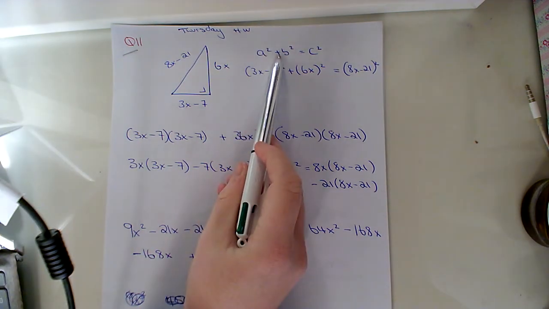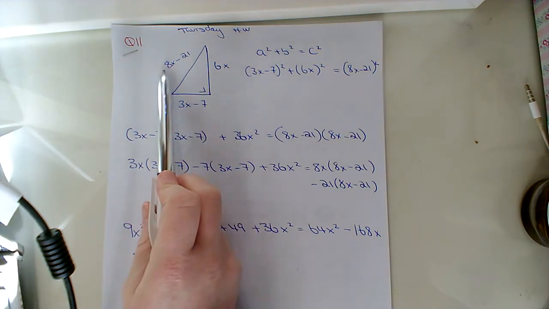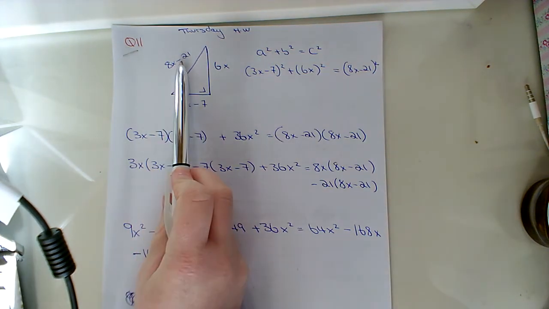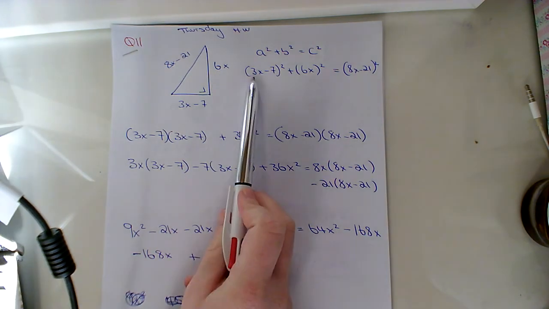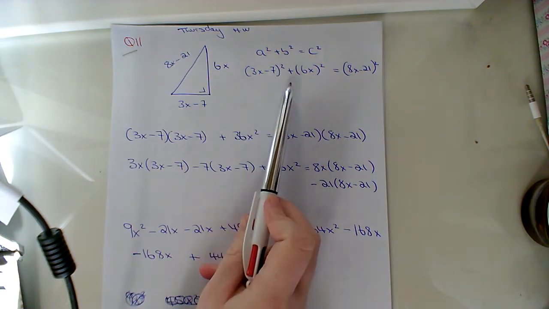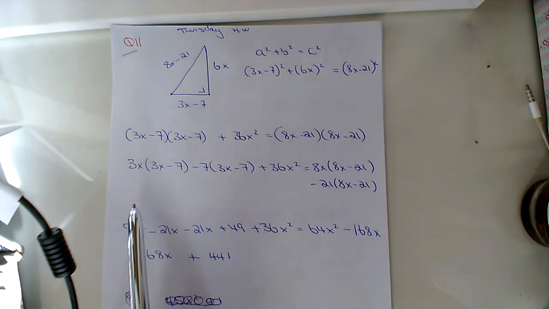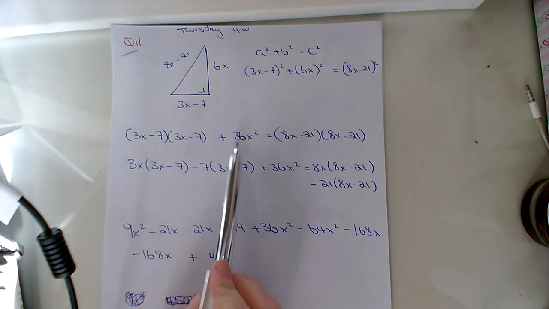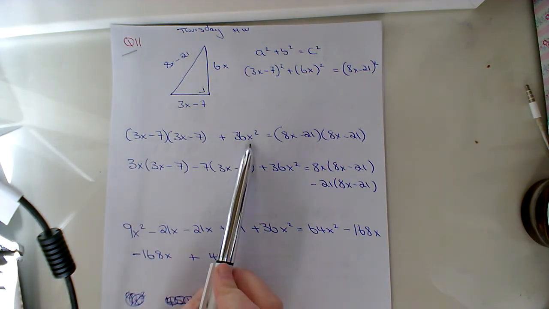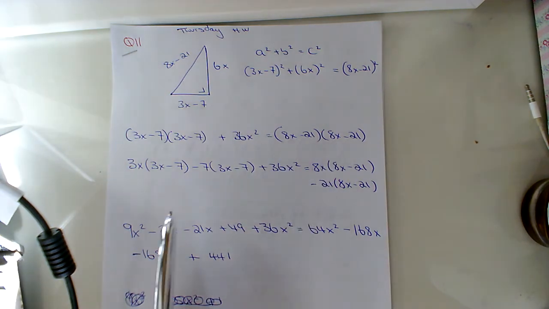So I have a squared plus b squared is equal to c squared. My longest side is always my c, opposite the right angle, which is 8x minus 21. So this is going to be my a, this is my b. So I have (3x minus 7) squared plus (6x) squared is equal to (8x minus 21) squared. Something squared means it's multiplied by itself, so I have (3x minus 7)(3x minus 7) plus 6x squared, which is 36x squared, is equal to (8x minus 21)(8x minus 21).